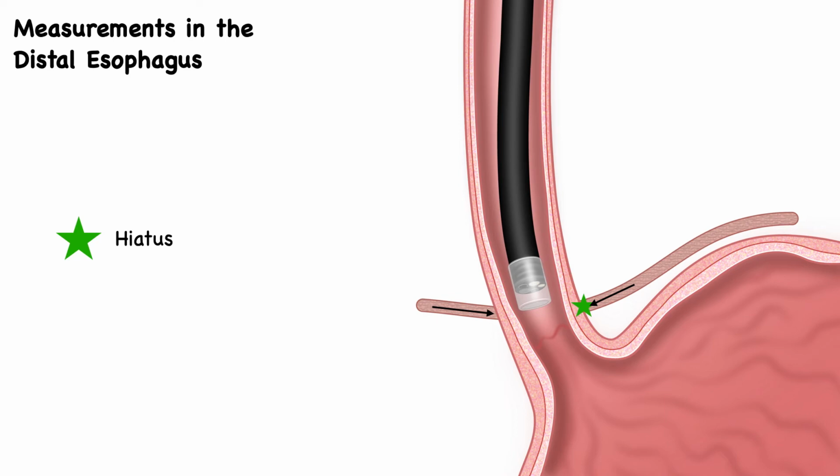So these measurements will help us figure out whether somebody has a normal lower esophageal anatomy, or whether they have Barrett's esophagus, or whether they have a hiatal hernia. So we will talk about it in the esophageal pathology, a little more about these measurements.